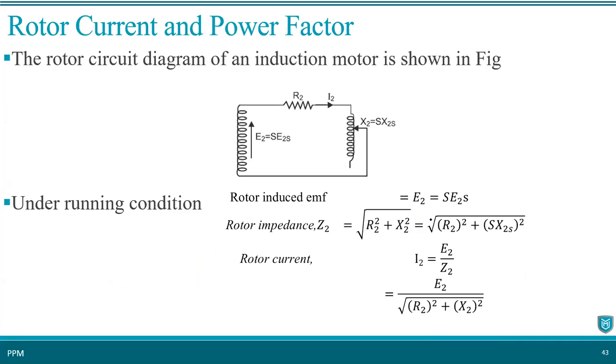So ultimately, I can draw this circuit where the rotor voltage produces E2, and that depends upon the slip. Slip is the difference Ns minus N.